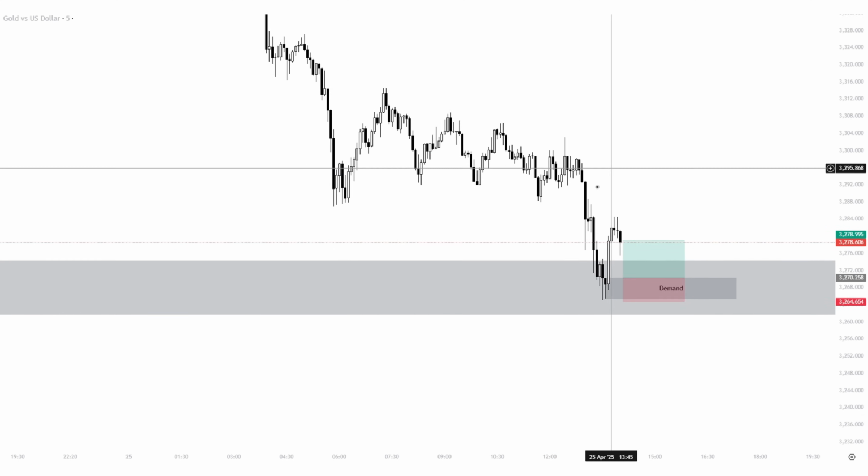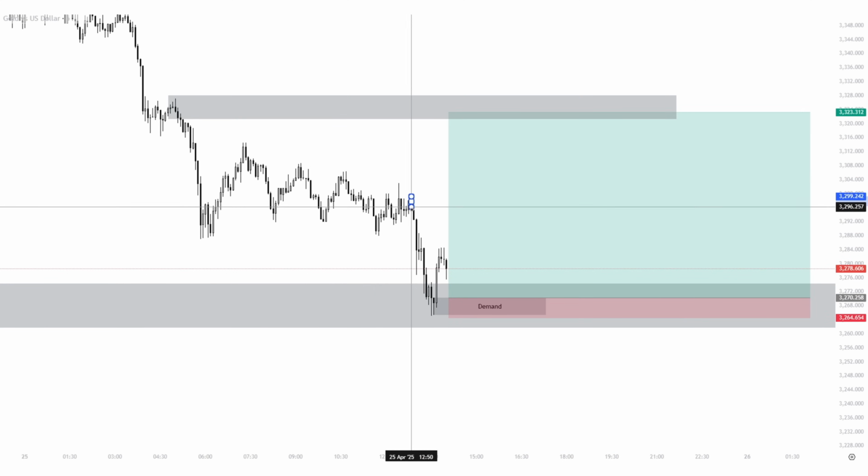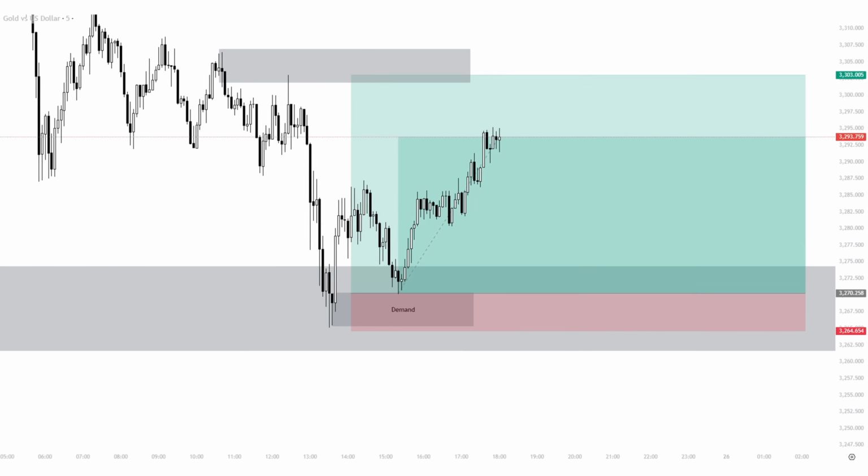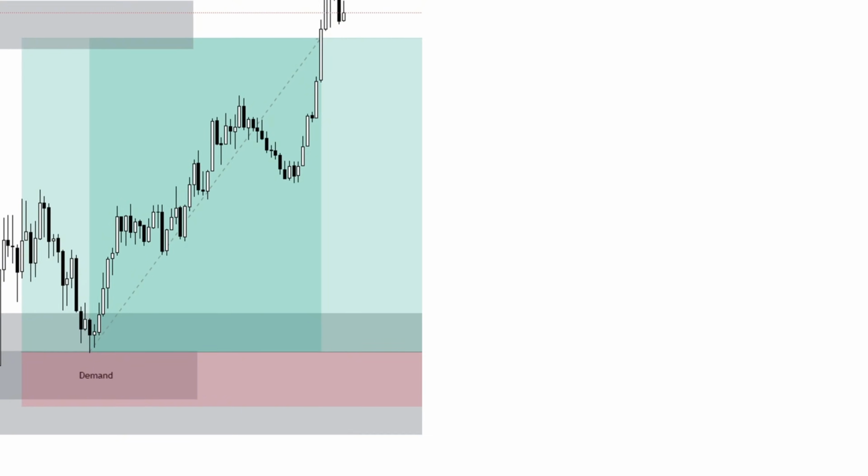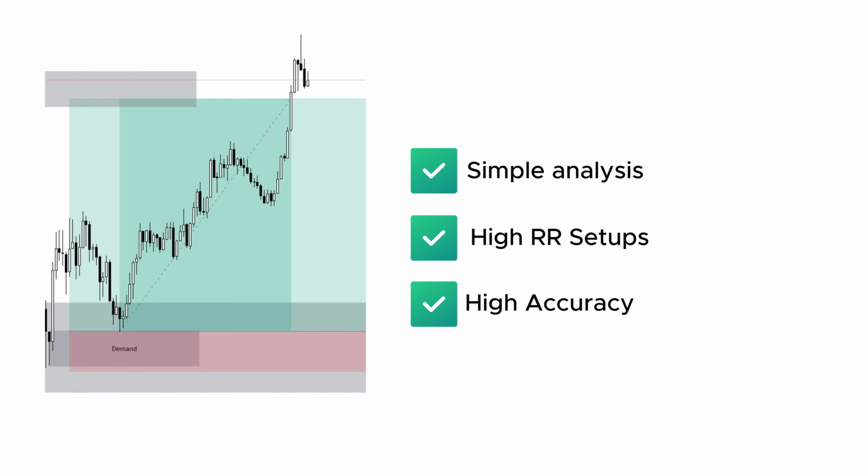Analysis is one part of trading, but how you plan the setups is what matters the most, because that's where the money is made or where the money is lost. After this video, you'll be able to use analysis to build profitable trading setups, just like this one.